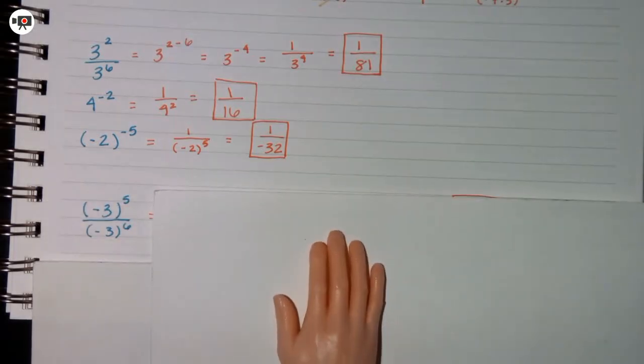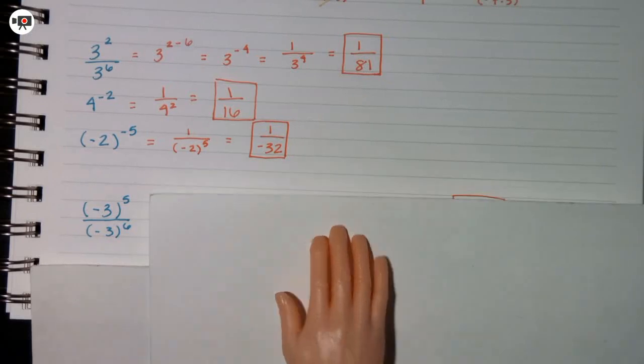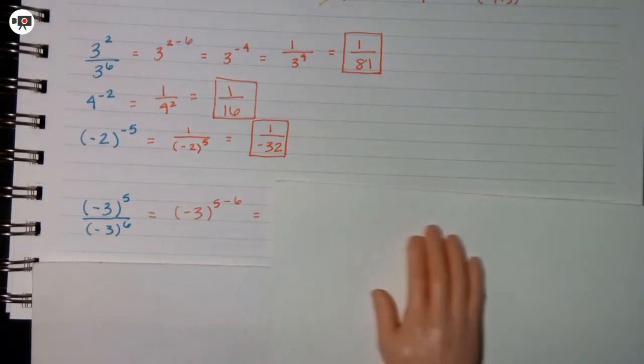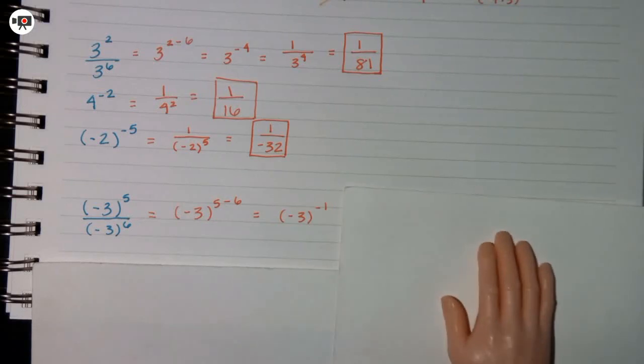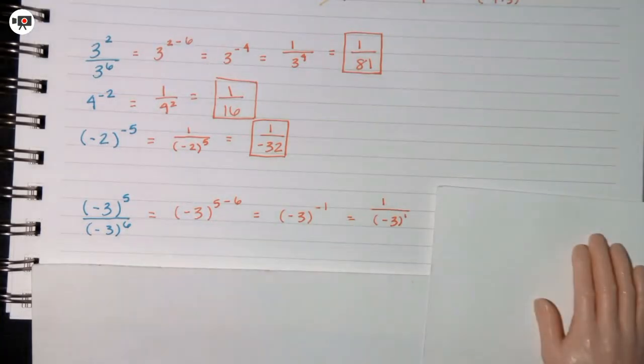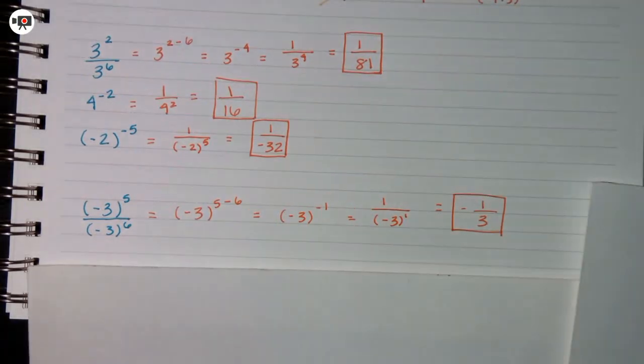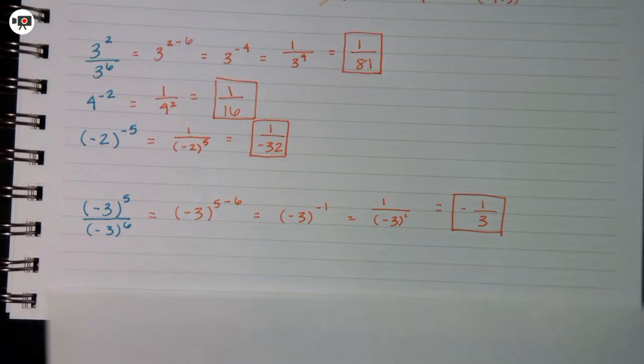And one more here. Negative 3 to the 5th power over negative 3 to the 6th power. I would subtract the exponents, and I'd get negative 3 to the negative 1st power. So that's 1 over negative 3 to the 1st, which is negative 1/3. Just a couple more.